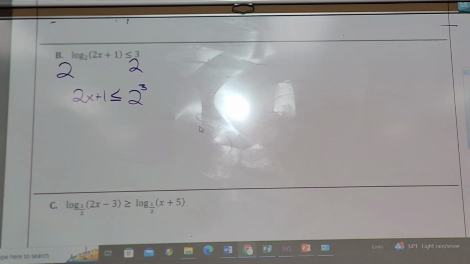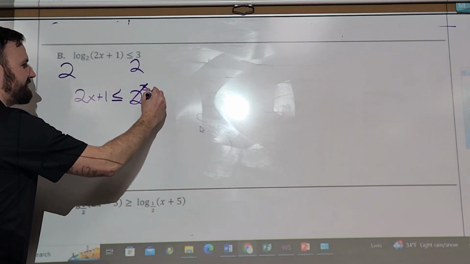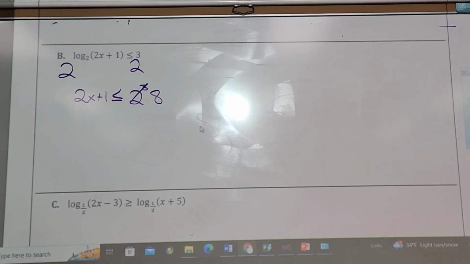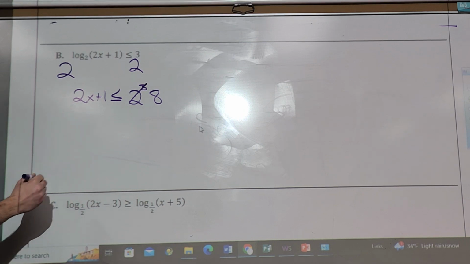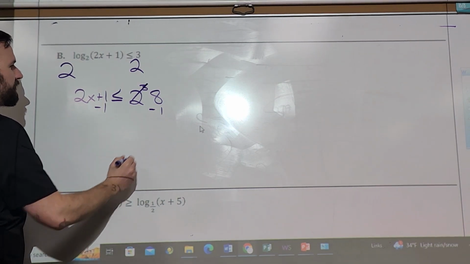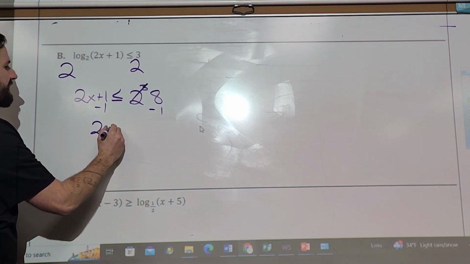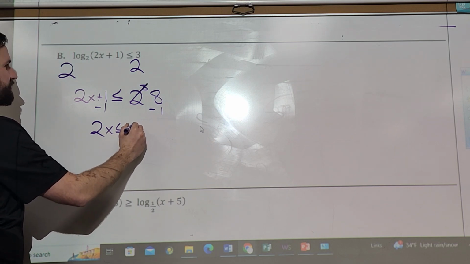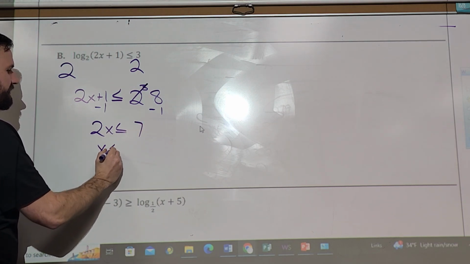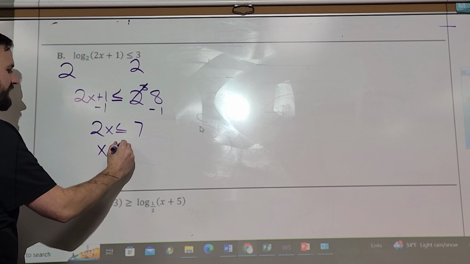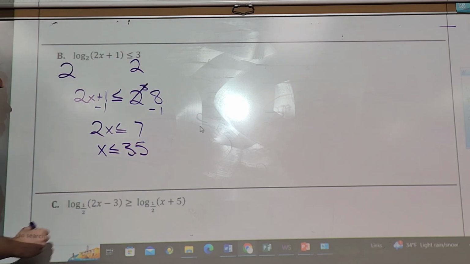Yeah, that's right. So what's this become? 8? Yeah. Okay. I'll throw the curveball at you after I solve this. Subtract 1, right? 2x is less than or equal to 7. So that's okay. I'm just going to change to 3.5.